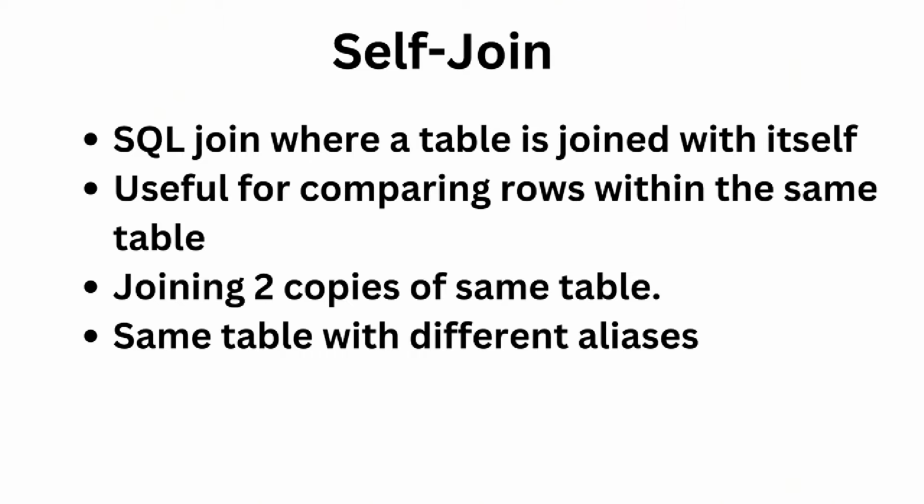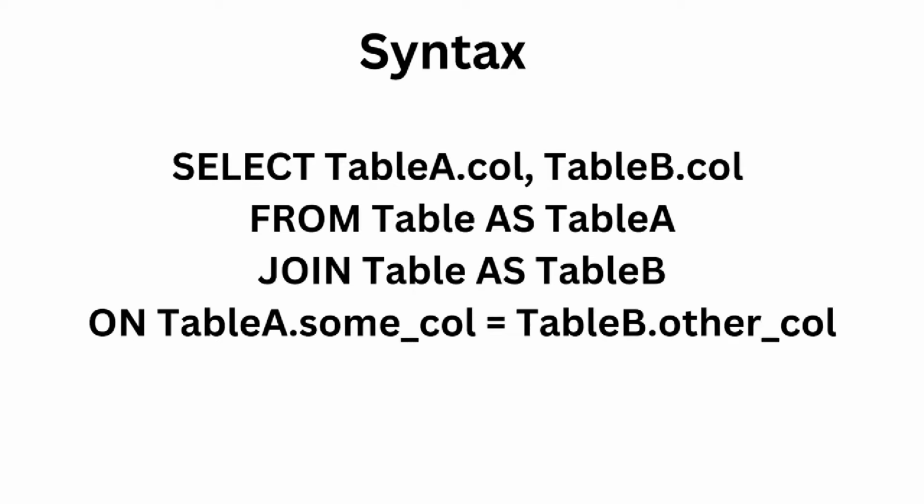So let's see a syntax example of this in order to see what I'm talking about when I mean the same tables being joined as well as those table aliases. So here we can see the syntax for a self-join. I'm saying select table A.column, comma, table B.column from table as table A, join table as table B on table A dot some column matching to table B dot some other column.